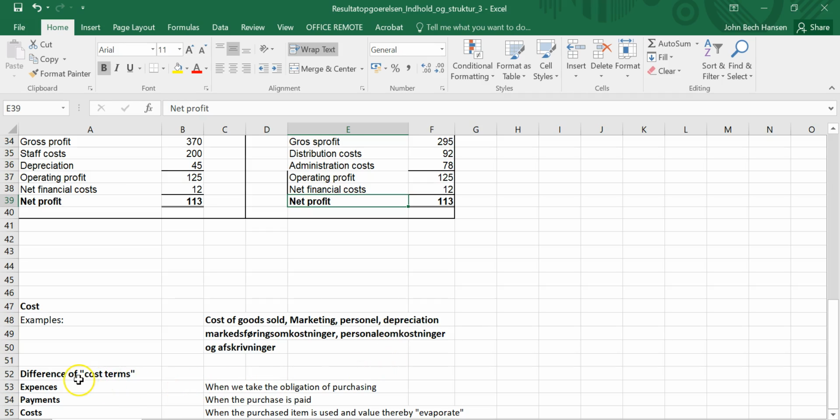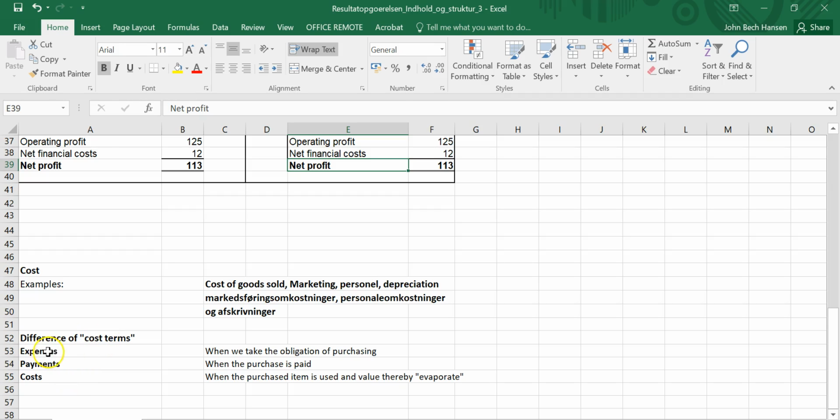Okay, so we use different cost terms. Expenses, we talk about expenses when we take the obligation of purchasing. For instance, if I order from my supplier, then I have taken in expenses, even though I haven't received the goods yet, or I haven't paid anything yet, but I have made the obligation to receive. I placed an order, so that's my expense. Of course, payment is when I pay for the goods.